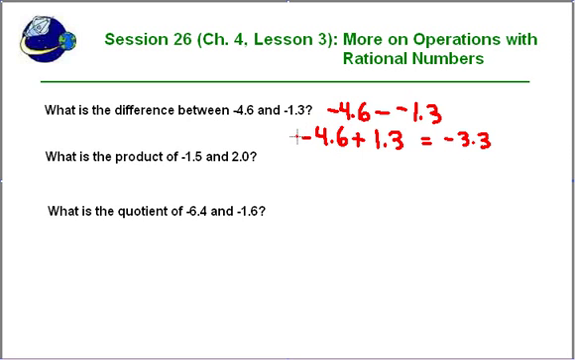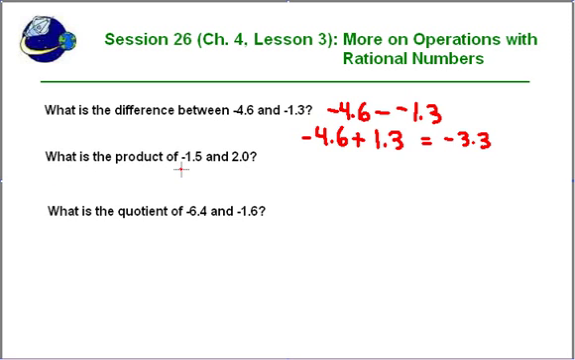Once we've reached this point of rewriting this subtraction problem as an addition problem, think of a number line. Minus 4.6 is over to the left of the 0. You're starting at that point, and now you're adding 1.3 to it. Are you adding to the right of 4.6, or are you adding to the left? Well, you're adding it to the right because you're adding a positive 1.3. And remember, on a number line, when you go toward the right, you're making the number bigger. So there's our answer there, minus 3.3.